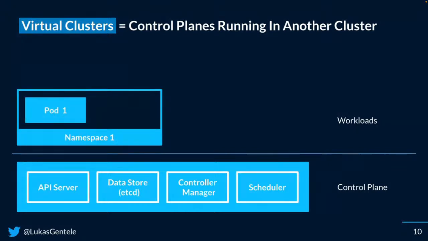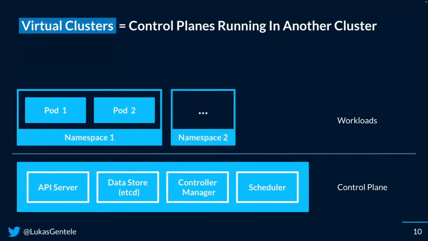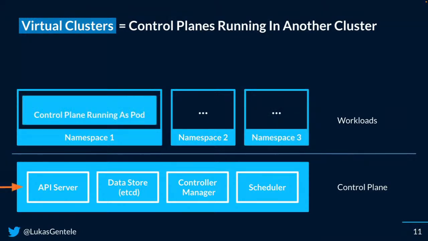And then we have workloads running on top of that that get launched through our control plane. And inside those workloads, we have namespaces. And these namespaces typically host things like pods, right? We're all familiar with that construct. The idea of a virtual cluster now is, instead of talking to the API server of the real cluster, we're actually going to just launch another control plane right here inside a namespace of the Kubernetes cluster.